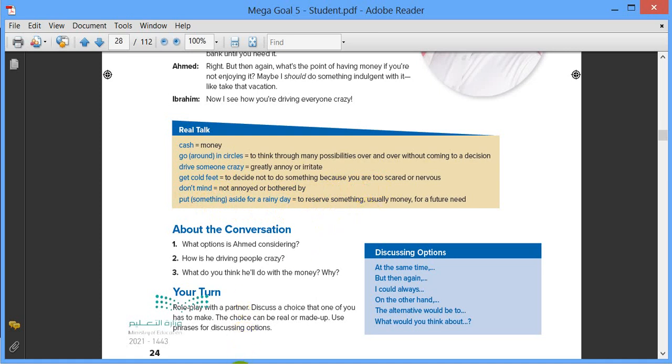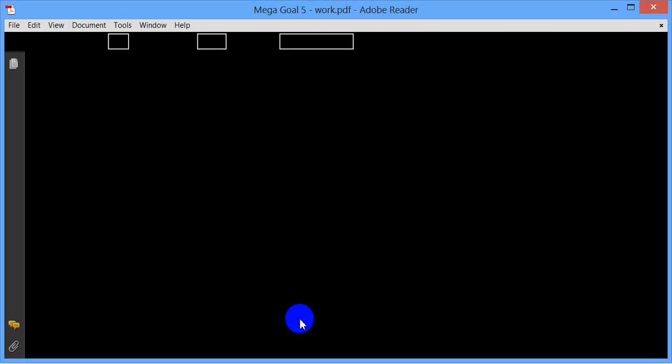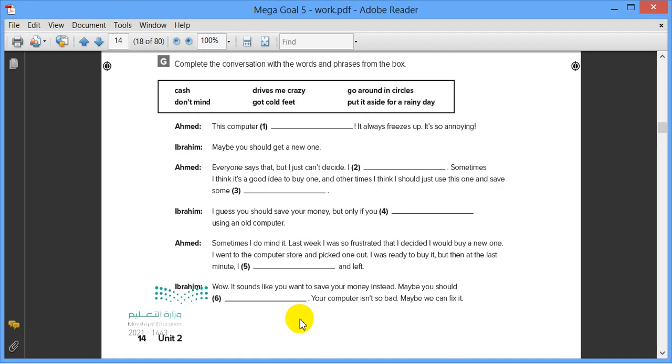Okay guys, now we should move to the workbook exercise, exercise G, page 14 in your workbook. The same expressions, guys. Complete the conversation with the words and phrases from the books. Cash, don't mind, drives me crazy, got cold feet, go around in circles, put it aside for a rainy day. Here, a conversation between Ahmed and Ibrahim.